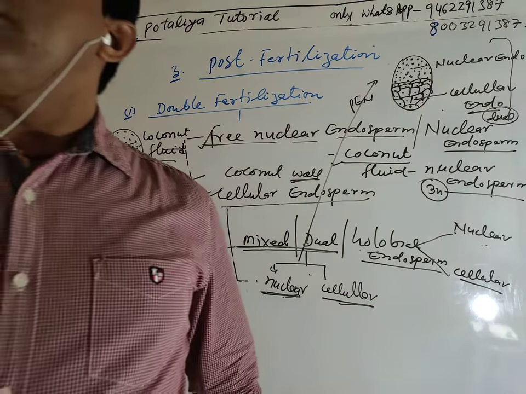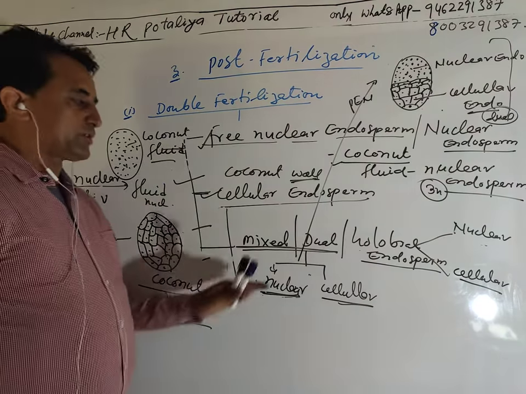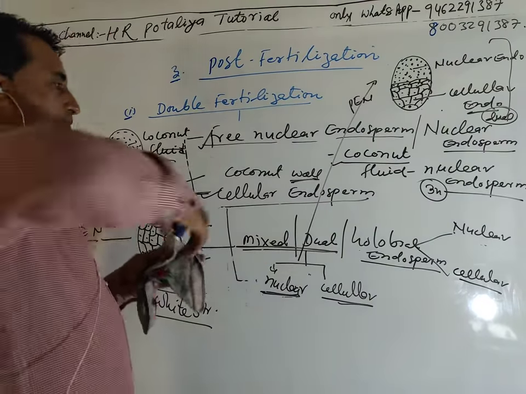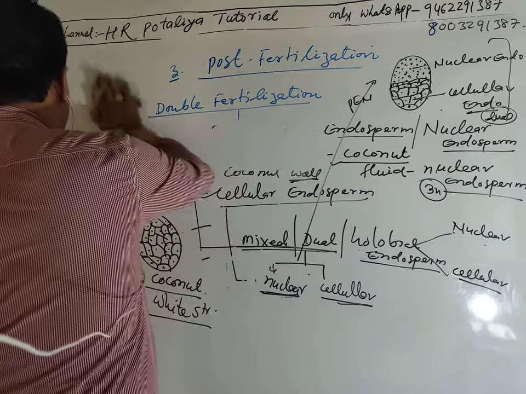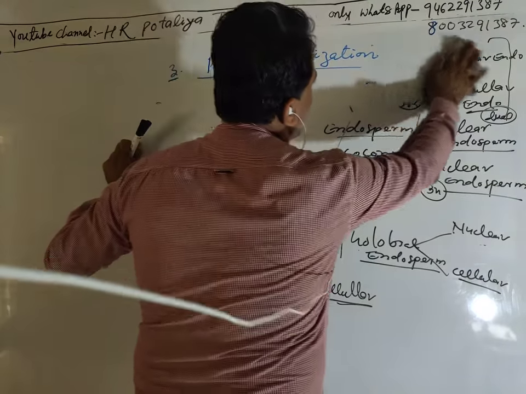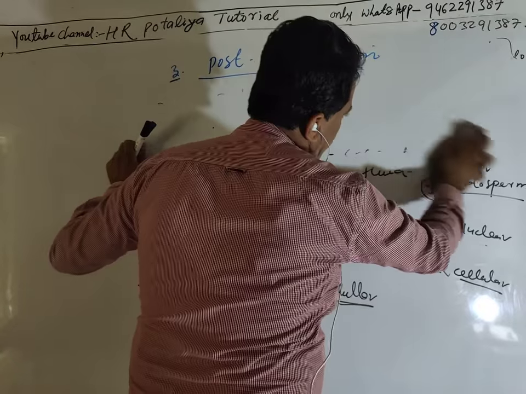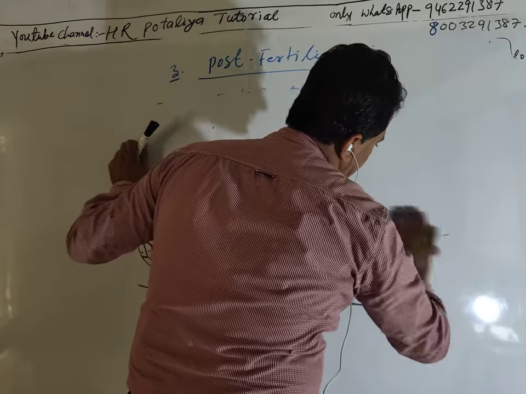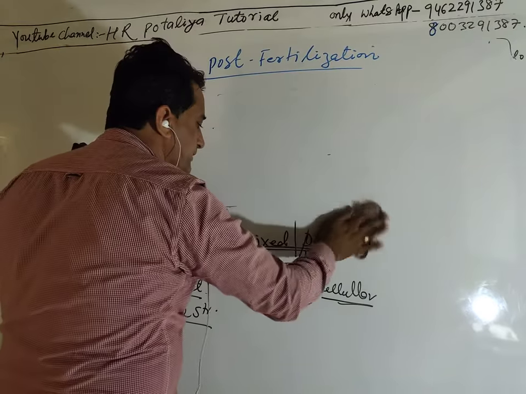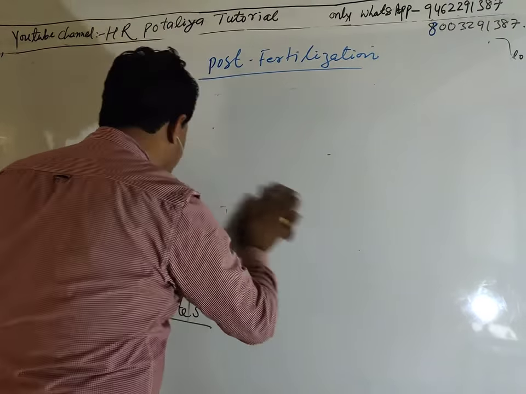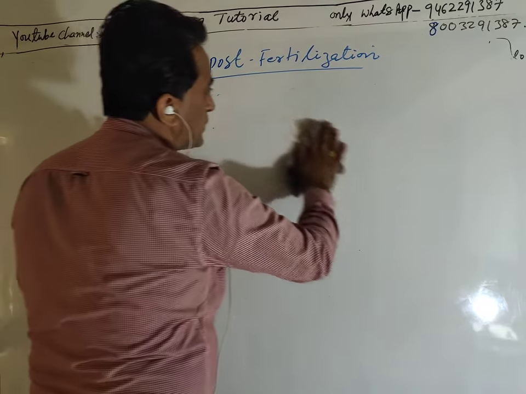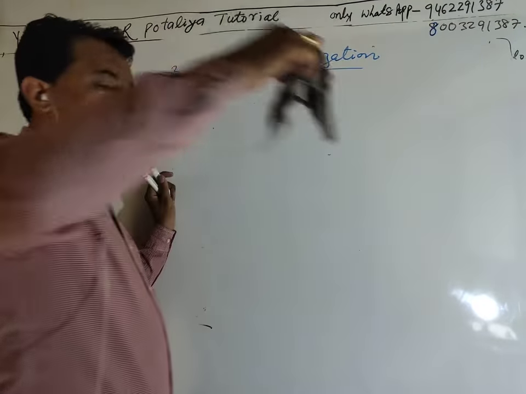There is the cellular and the nuclear. Both are there. That is known as the holoblastic type of endosperm. So that is the development of endosperm in flowering plants, and each cell of endosperm is at the 3N stage.